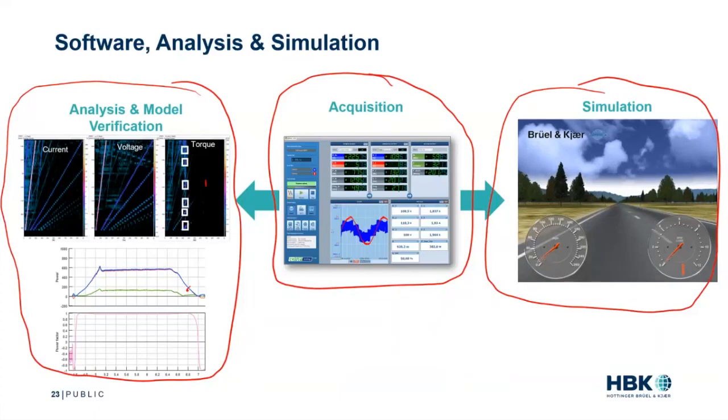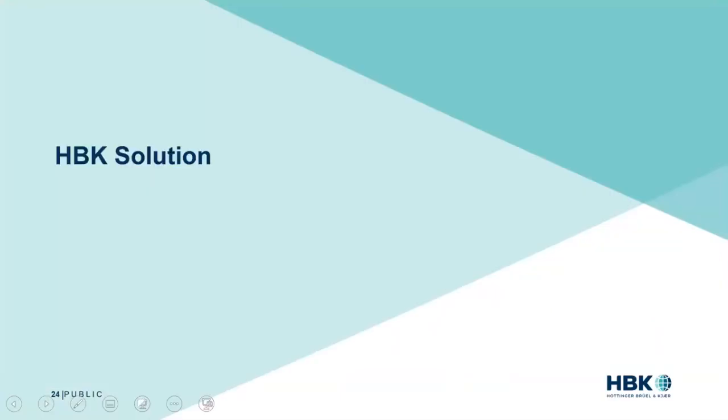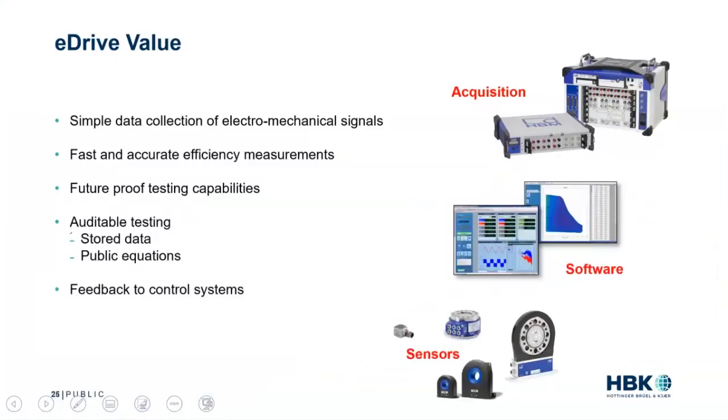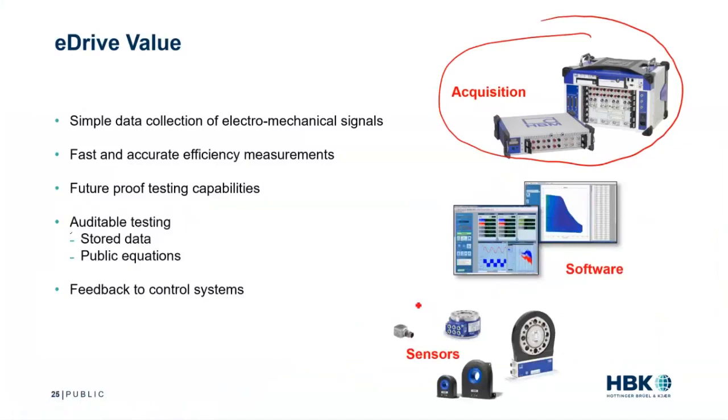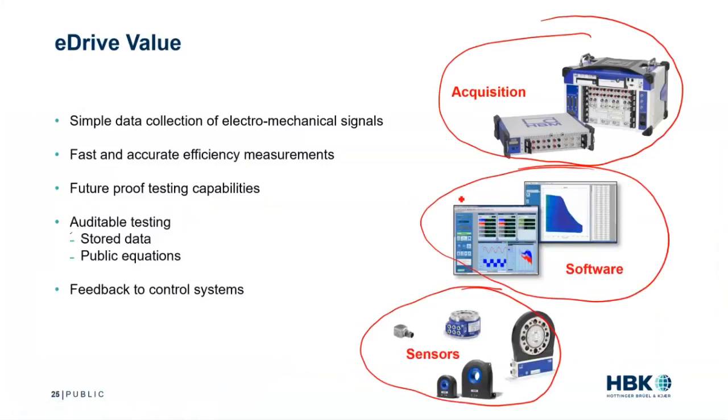So the HBK solution, as I'm sure you were all waiting for, we have our HBK eDrive system. That's the data acquisition. We have a wide variety of sensors, and then we have software packages for really doing the whole measurement chain, from sensors to analysis. So we offer a simple data collection of electromechanical signals. We bring in your accelerometers, your microphones, your torques, your speeds, your voltages, your currents, all into one system, and we can take a lot of those measurements, so we can do large, complex systems.